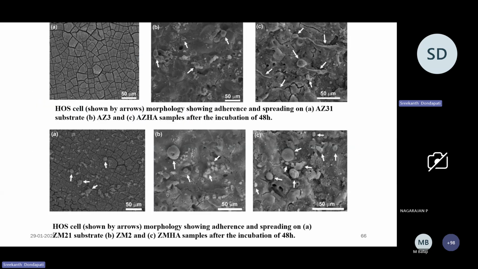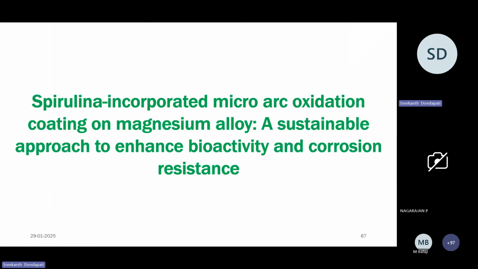I have done this not only on ZM21, I have studied AZ31 also, and I have done the cell adhesion test also. Of course, we can see clearly that the cells adhered, and proliferation and spreading are also there. So that means the surface is good compared to the substrate. With the HA coating, definitely the cell adhesion has increased.